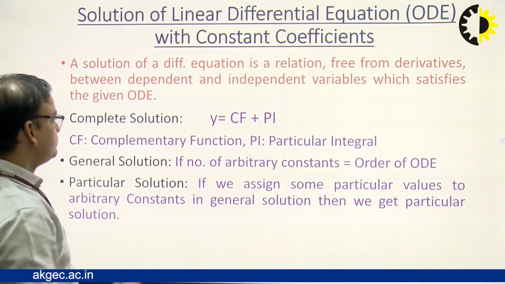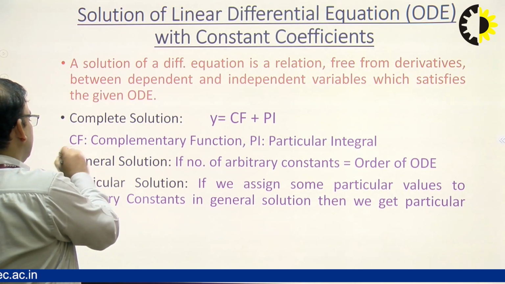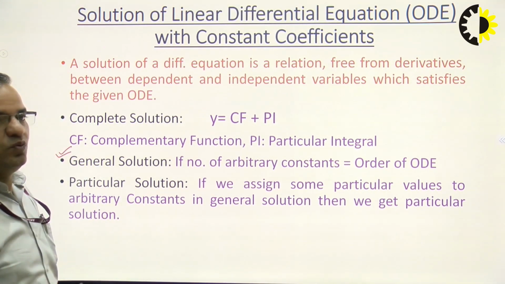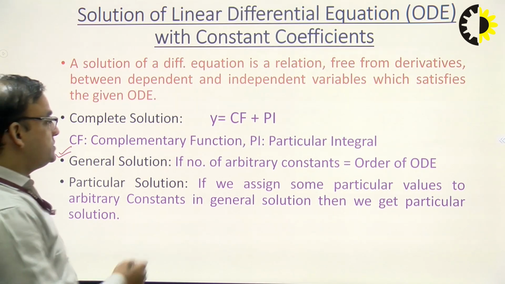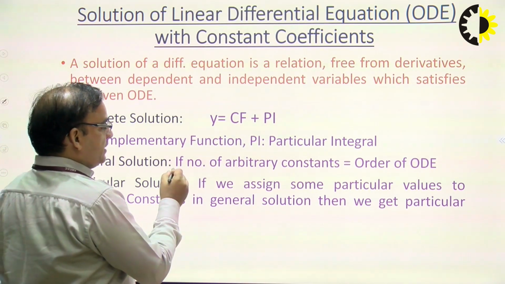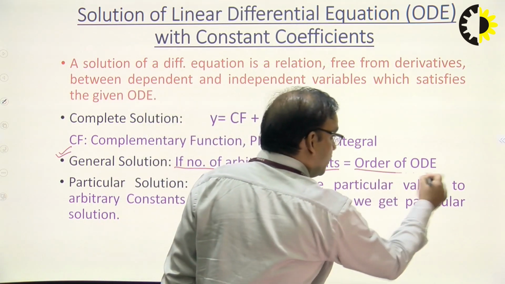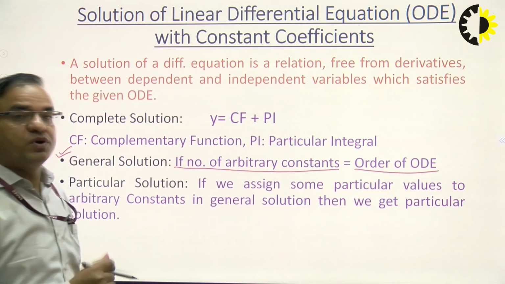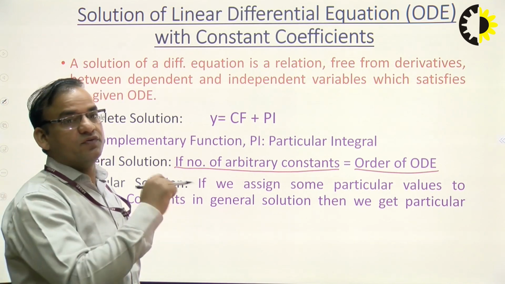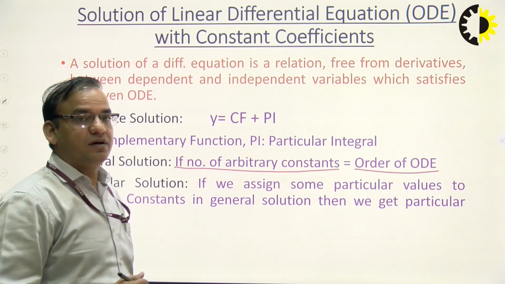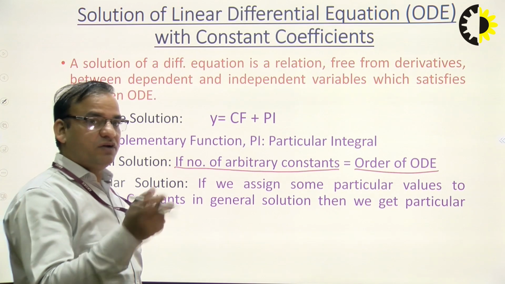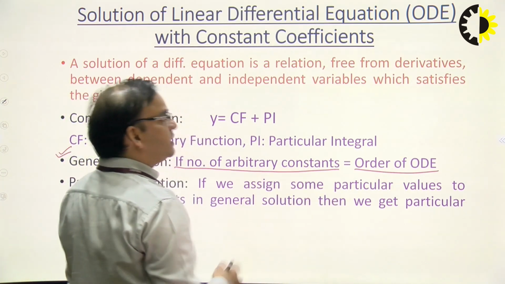Now, the general solution. What is the general solution? The general solution is the solution in which the number of arbitrary constants is equal to the order of the ODE. What the arbitrary constants are, and the order, we have already discussed. So let us take an example here.